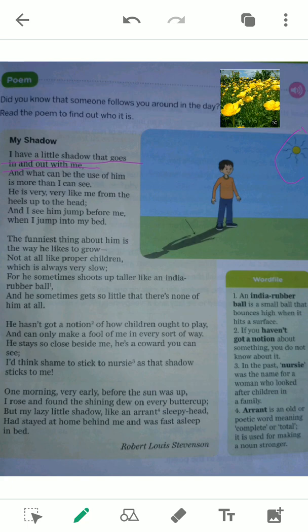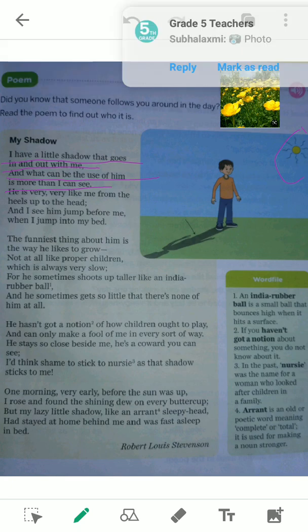Now the child is saying, what can be the use of him? That means it has no use. What can be the use of him means the shadow has no use. Is more than I can see. That means the shadow has no use other than it is visible. He can see means it is visible. The shadow is only visible. The shadow cannot do any work, cannot be helpful to the child. That's why the child is saying that it is of no use to him except it is visible.